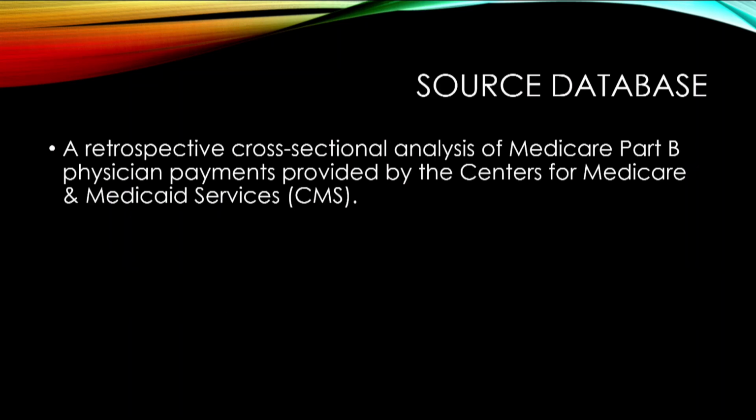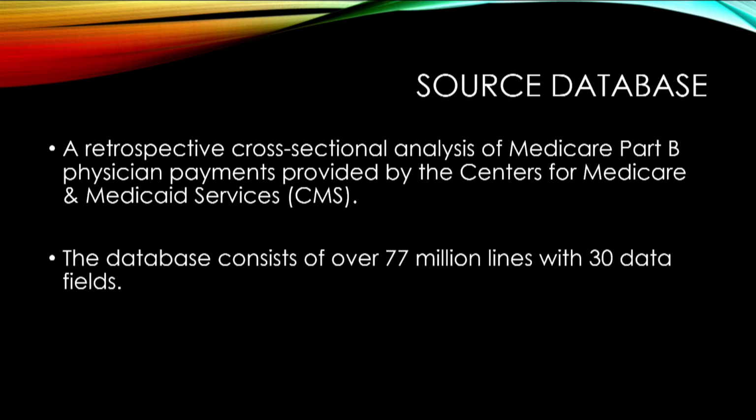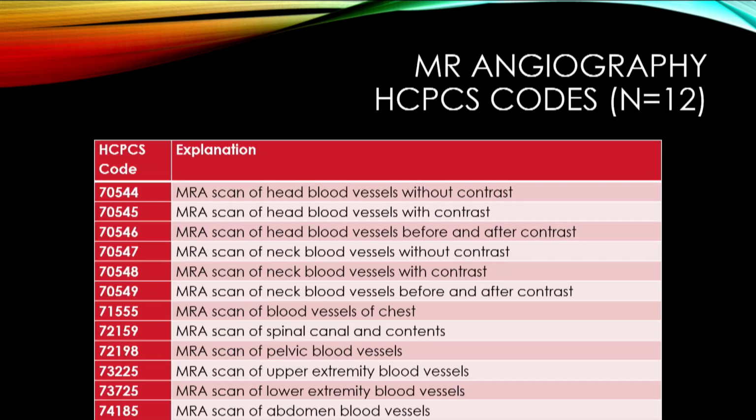The data is from a retrospective cross-sectional analysis of Medicare Part B physician payments provided by CMS. The database is big data. It consists of over 777 million lines with 30 data fields about all types of payments. One of the data fields is the billing code.